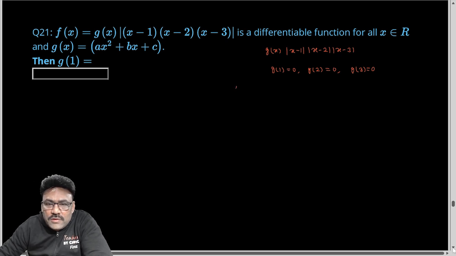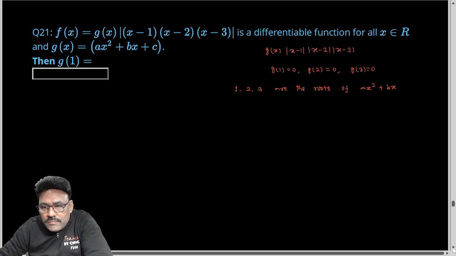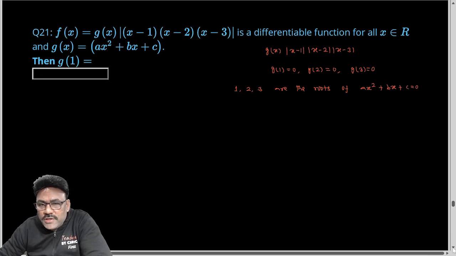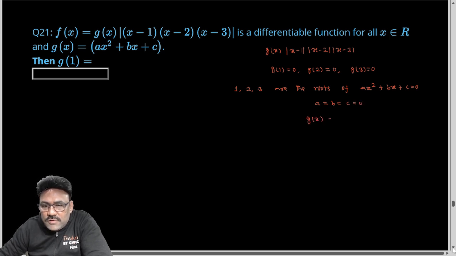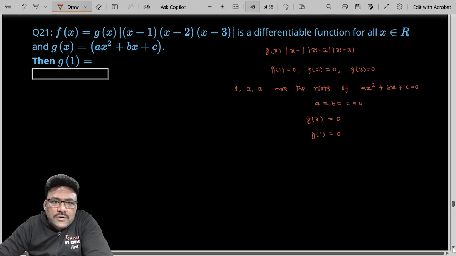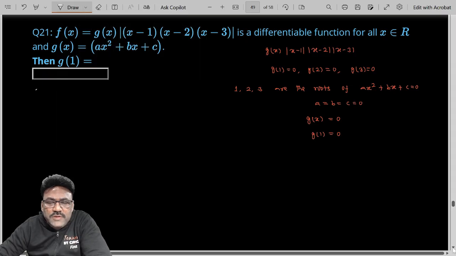That simply means 1, 2 and 3 are the roots of g(x), the roots of this quadratic. But you know that a quadratic cannot have more than 2 roots, and you are getting 3 roots here, 1, 2, 3. So then this quadratic must be an identity. Identity means that all the coefficients should be 0 simultaneously. And hence your g(x) function is always a 0 function. Since g(x) is 0, g(1) must be 0 here. Means the value of g(1) should be 0 here, right?